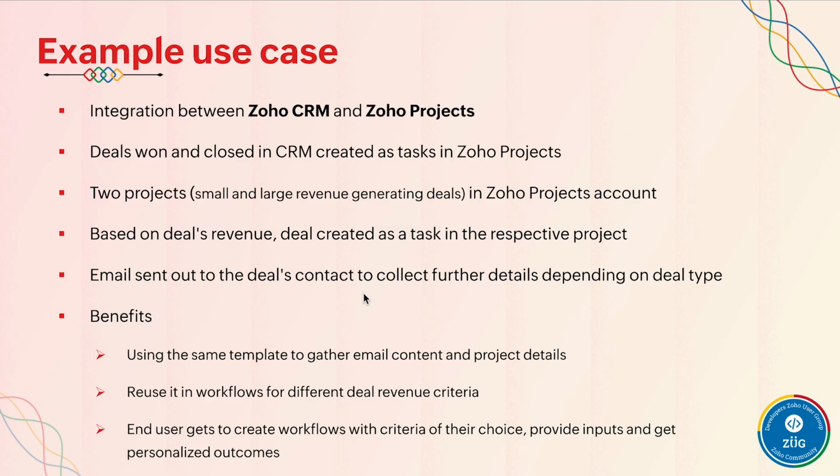So this use case can be achieved using our custom action feature. So here we can see that the action that's common is creating a deal as a task in a project. The criteria that differs is the deal's revenue, and the outcome, that is, in which project the deal is going to be created as a task. So that is different. But the common action is creating the deal as a task in Zoho Projects.